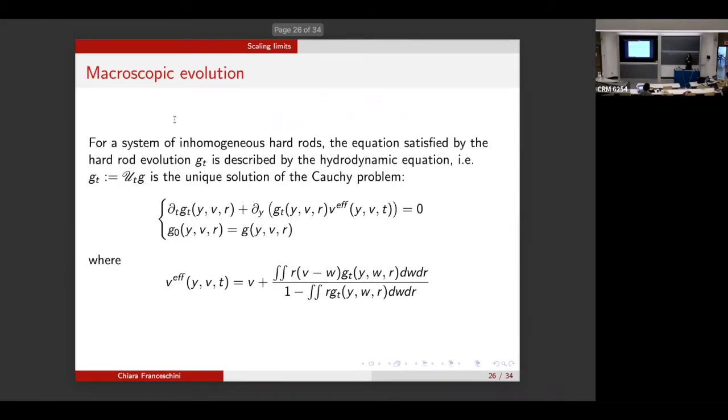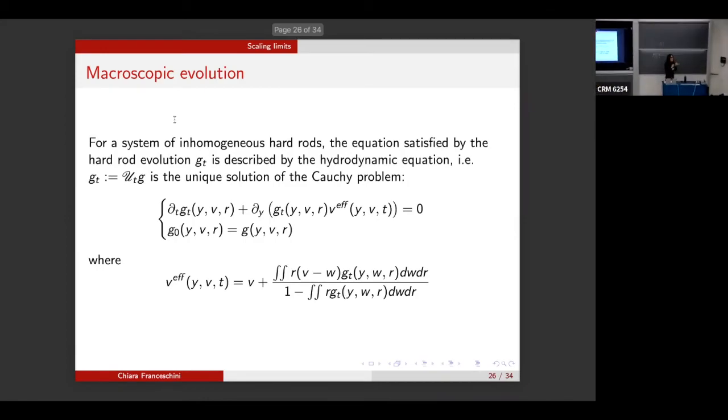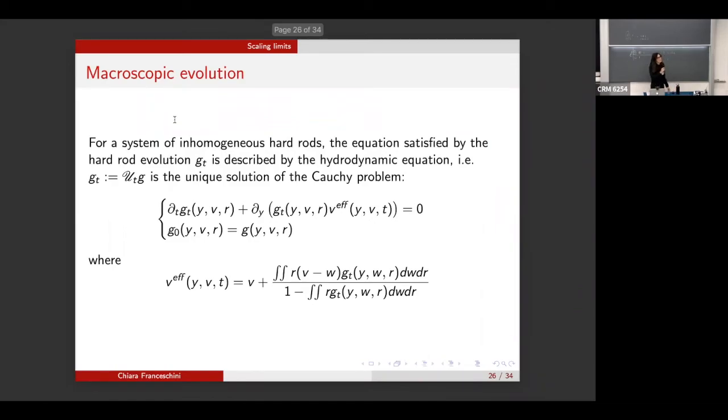No, I don't have a good answer why it does not directly depend on R. It's true that the dynamics depends on the length, but not so deeply in this. Maybe Pablo has a good intuition on why the effective velocity does not depend on the length of the rod. But I don't have a good answer. In principle, it's true that it's involved in the dynamics.